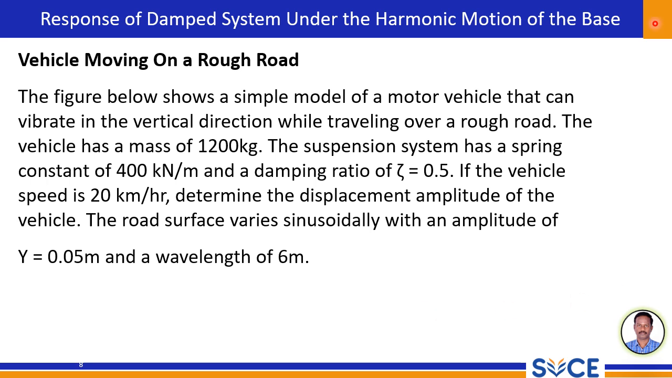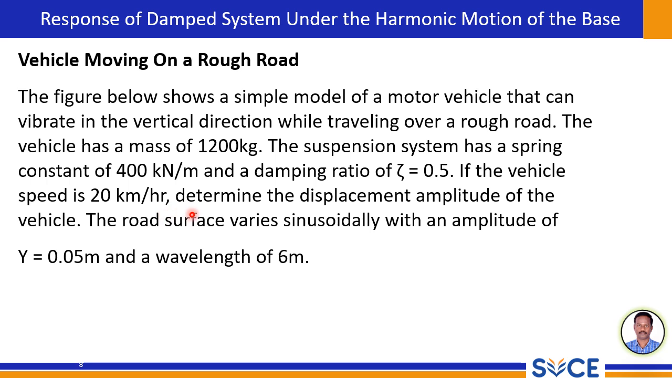The mass is 1200 kg. Spring constant K is 400 kilonewton per meter, which we can write in terms of Newton per meter. Vehicle speed is 20 kilometers per hour. Let's convert this into meters per second. That is, multiply by 1000 and divide by 3600. Then we get approximately 5.56 meters per second.